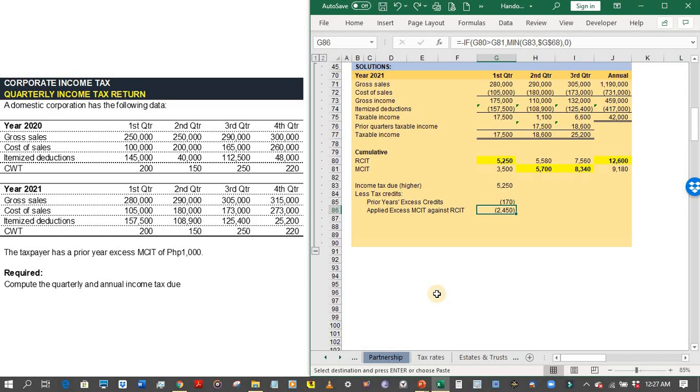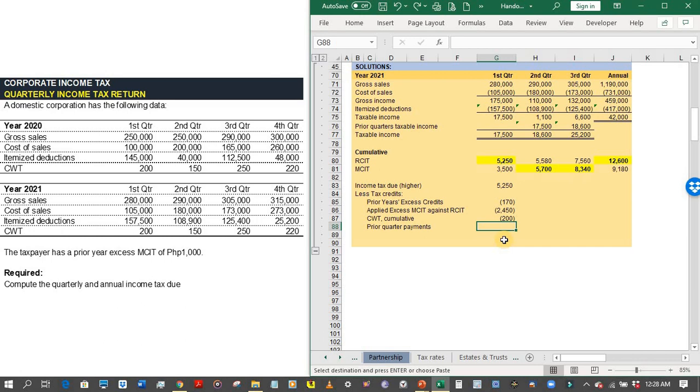Then the next tax credit is the creditable withholding taxes for the quarter. And based on the problem, the CWT for the first quarter of 2021 is 200 pesos. The next is the prior quarter payments. However, this section is only applicable from the second quarter until the end of the year, because as far as the first quarter is concerned, there are no prior quarter payments. So our tax credit would only consist of the prior year's excess tax credit, the applied excess MCIT and CWT for this problem during the first quarter.